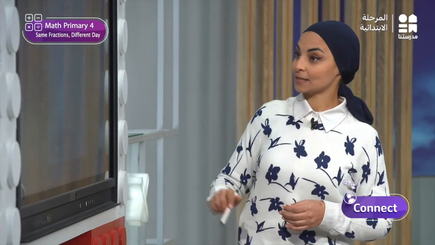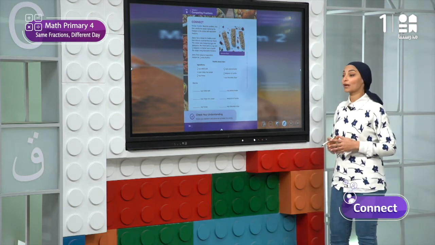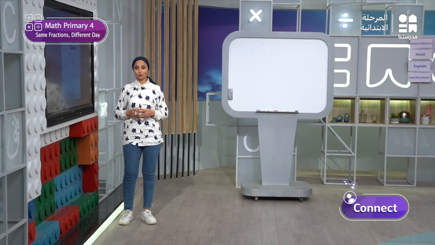We will have the same challenge in the Connect part on page 36 in your school book. Here, let's see. We want to help Summer rewrite the recipe using equivalent fractions. I'll give you now some time to read this activity and then we'll be back to solve it all together.